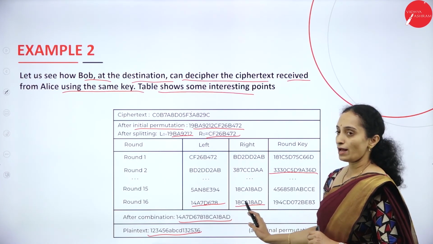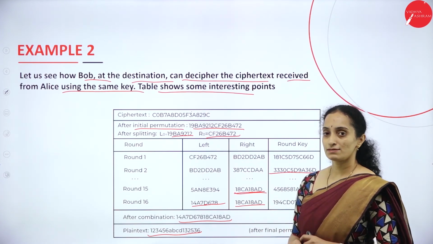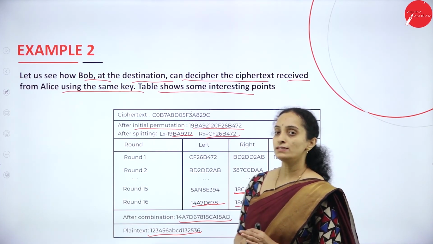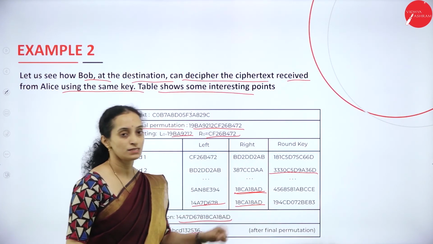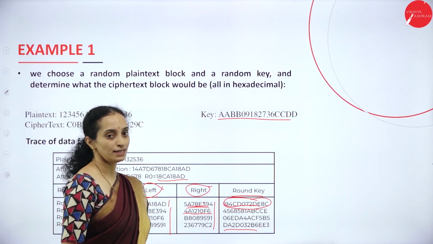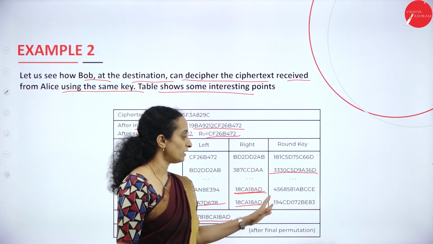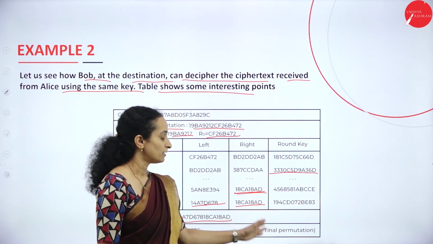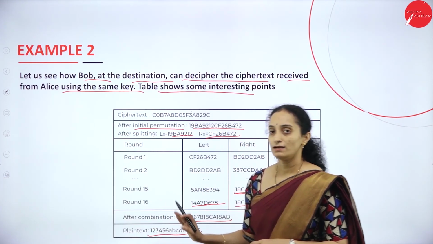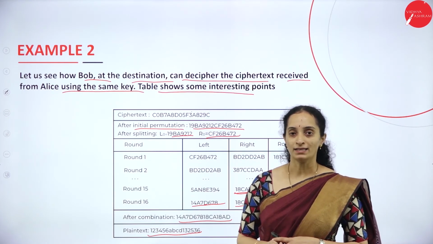So what happens? The same bits will be carried for the 16th round with the first key that is used in the first round. So the same key is used, 72DE8C. So the same key will be used here and the decrypted text will be obtained, and again the final permutation will be carried out for the plain text.